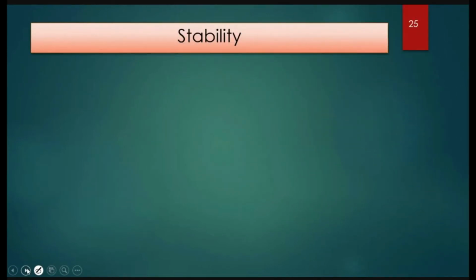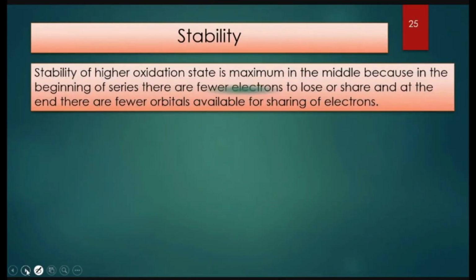Stability. Here, the stability of higher oxidation state is maximum in the middle because in the beginning of the series there are fewer electrons to lose or share, and at the end there are fewer orbitals available for sharing of electrons. See, in the previous slide I showed you that manganese was the element having the highest oxidation number, and it is also going to be more stable. It is because it is in the middle, and also it has the maximum number of unpaired electrons.